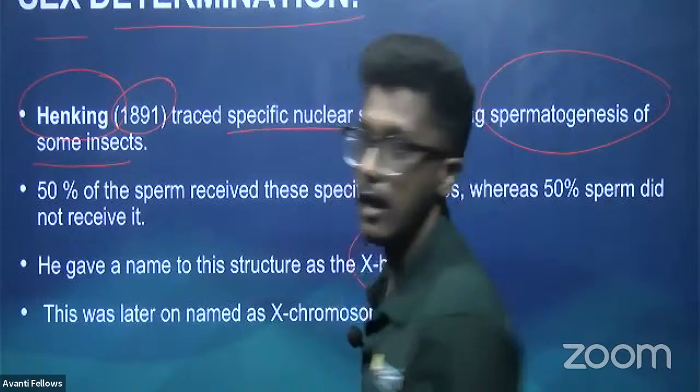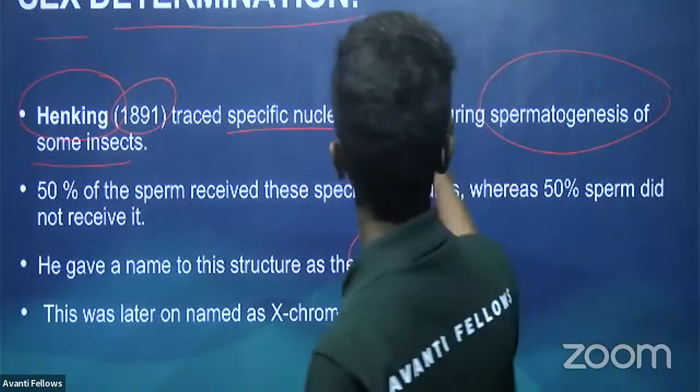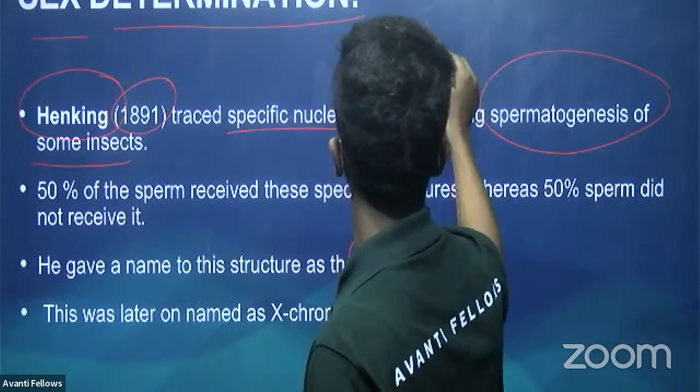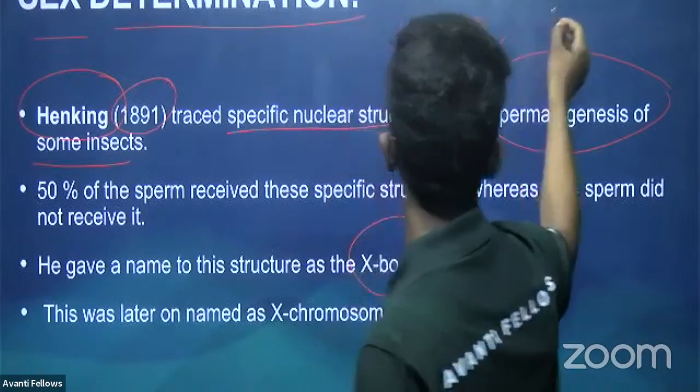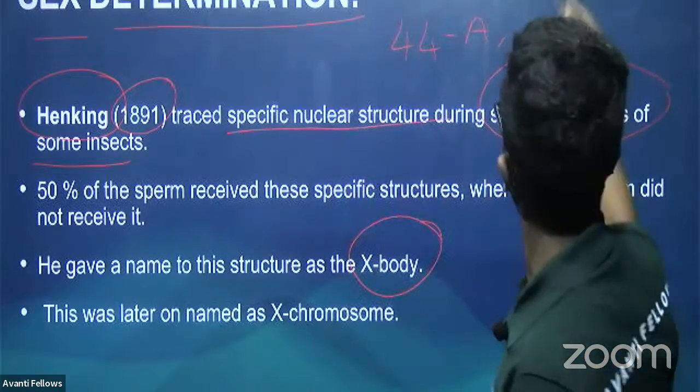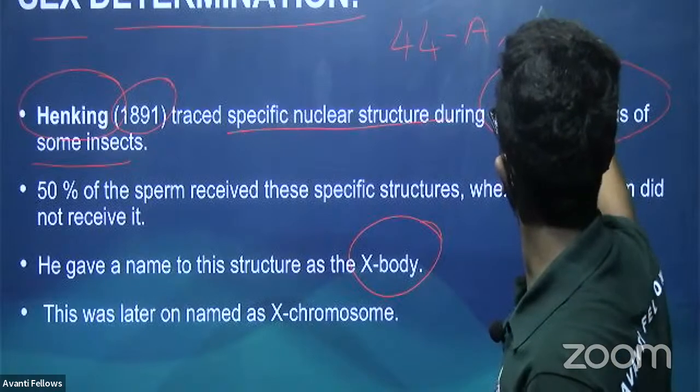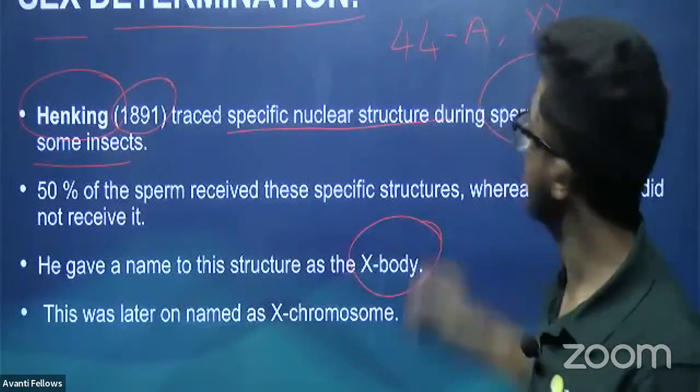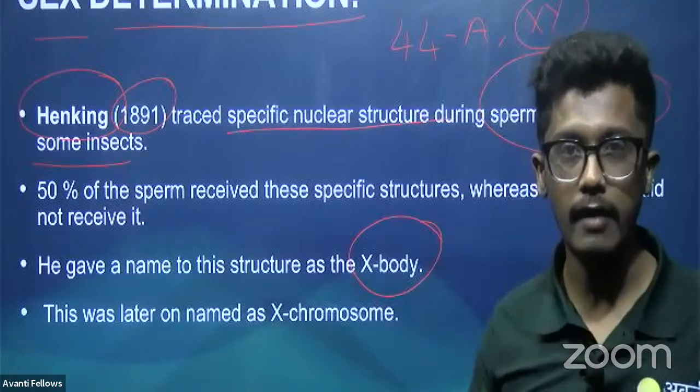Do you agree? We have 46 chromosomes. Out of 46 chromosomes, guys, 44 are what? Autosomes. And then we have two sex chromosomes. Either it will be XX or it will be XY. But in male, it is XY, correct, right? In male, we have XY.